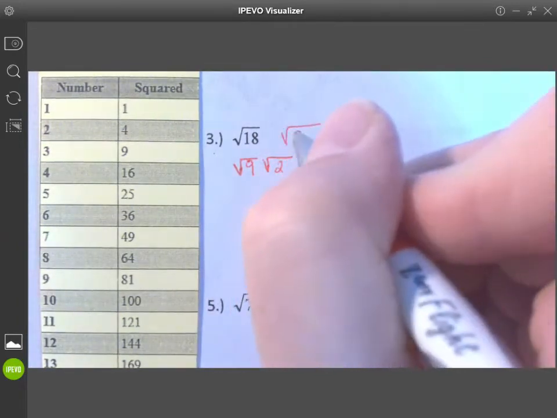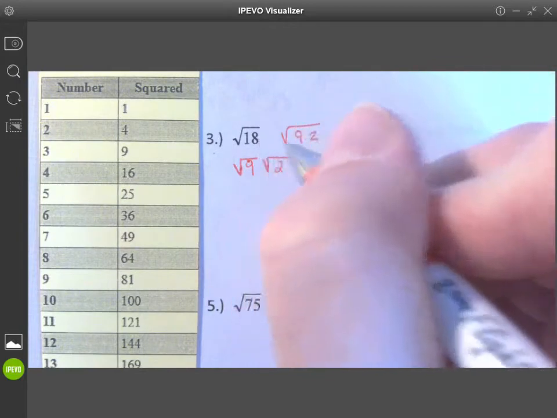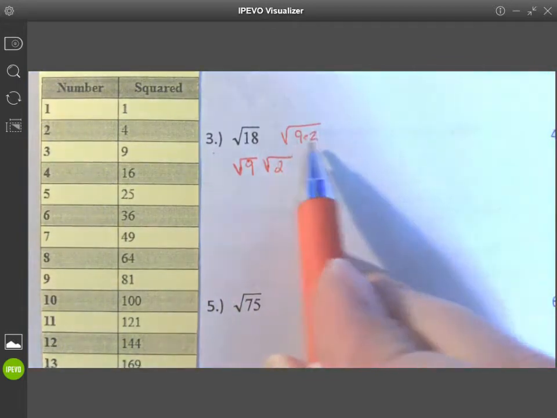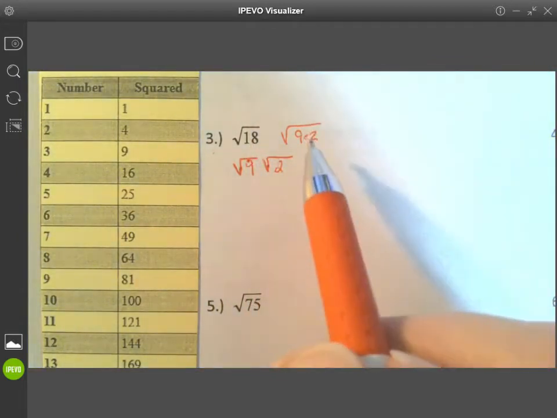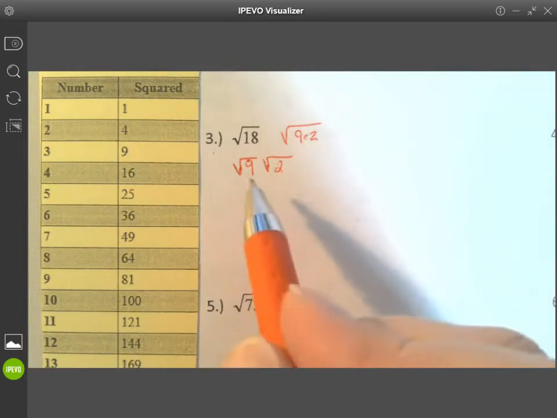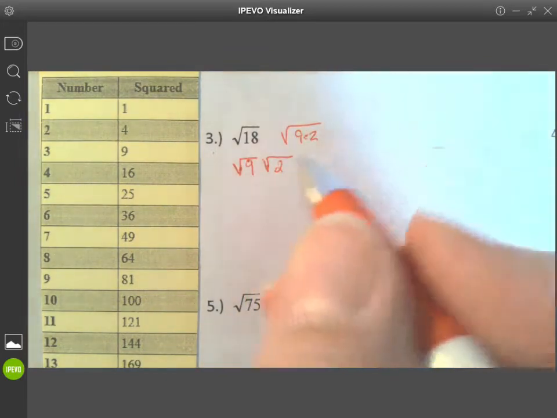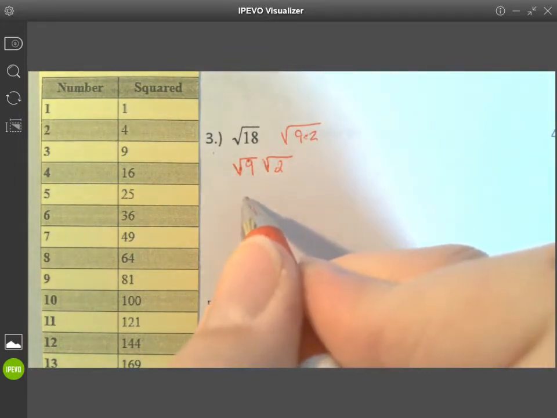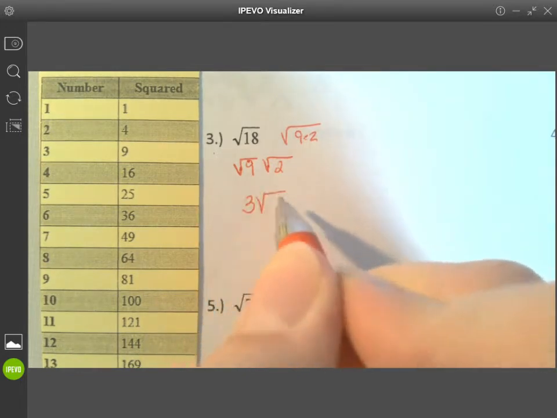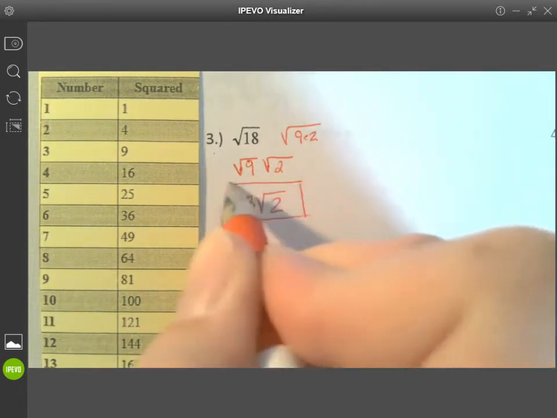All right, so do you see that I'm already skipping this step? I'm going right to this. It is truly 9 times 2 is 18. And then I'm going to break that multiplication up. What is the square root of 9? Okay, so it's 3 square roots of 2, or 3 times the square root of 2.